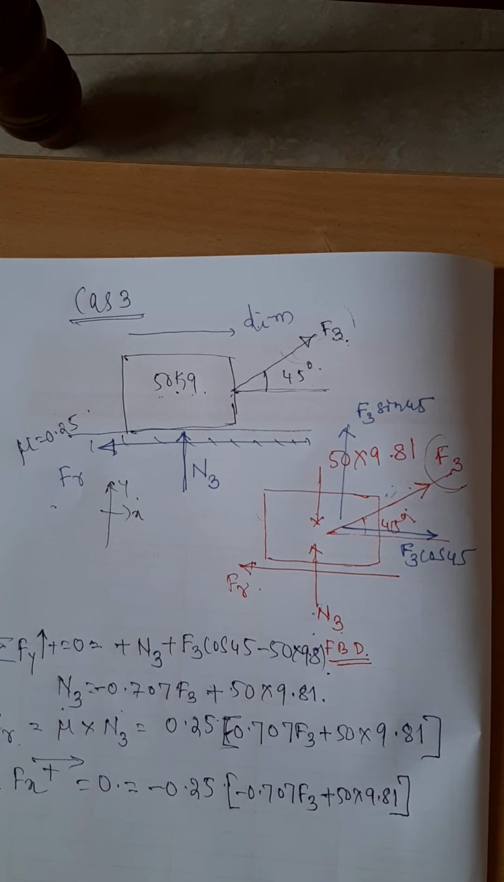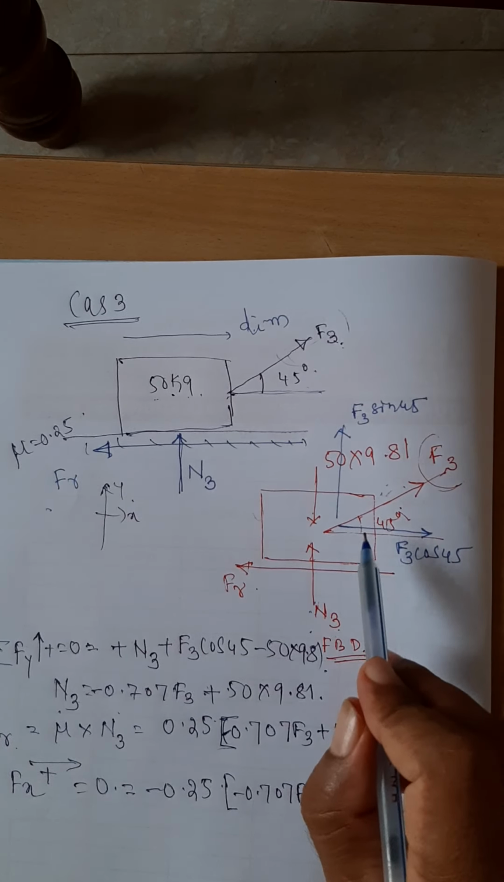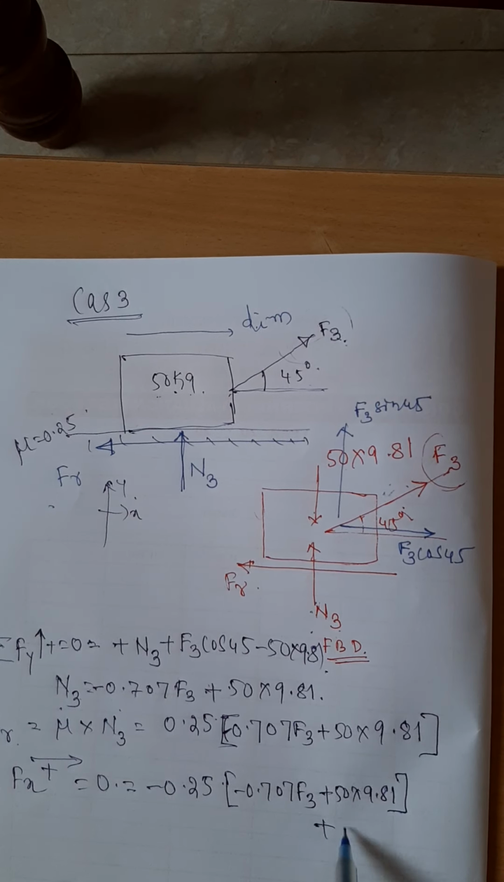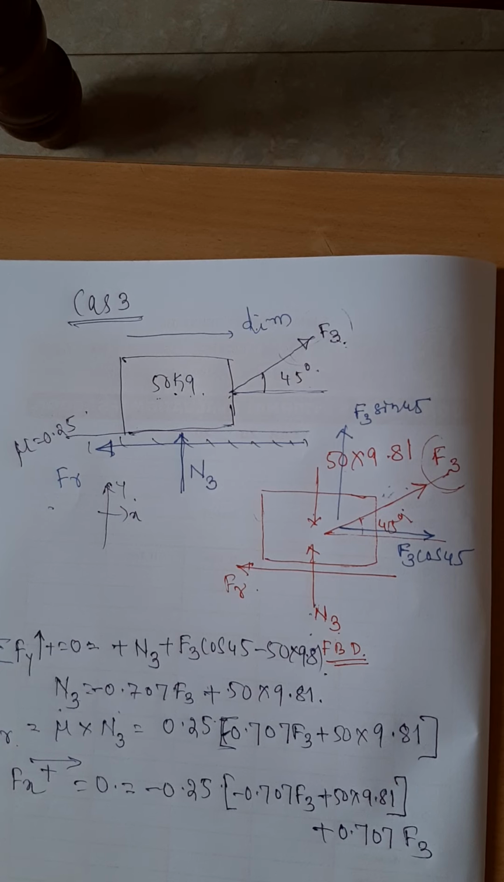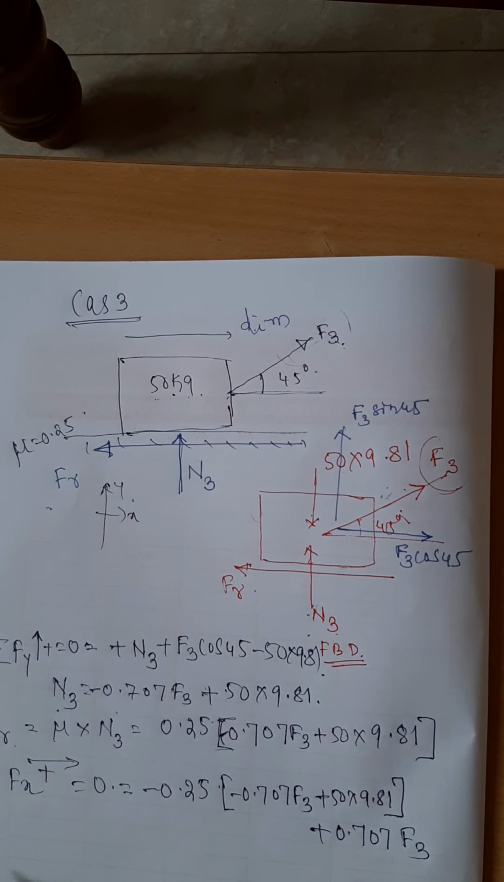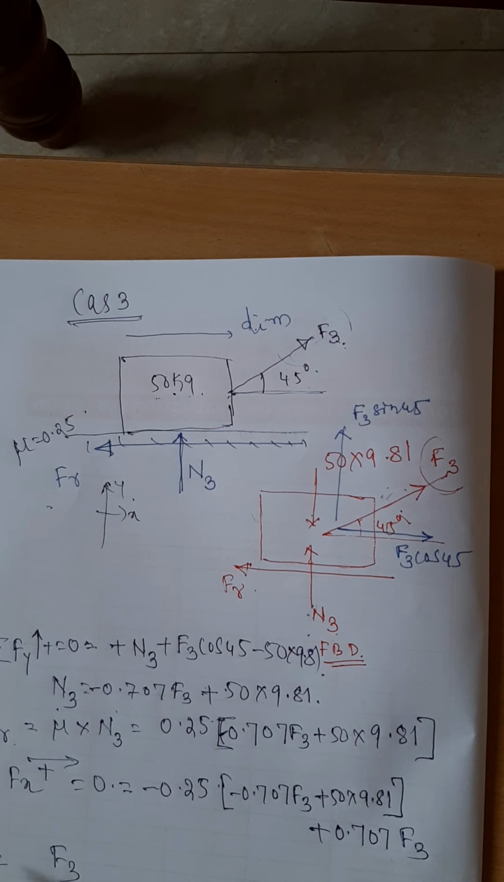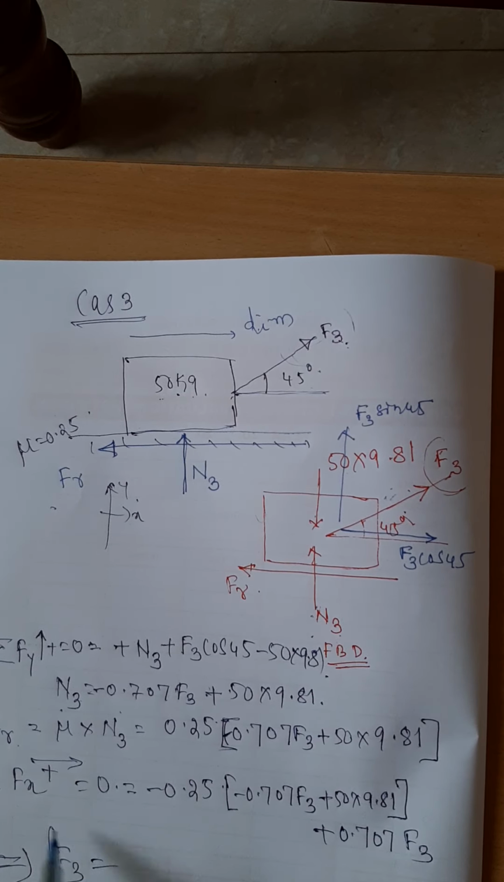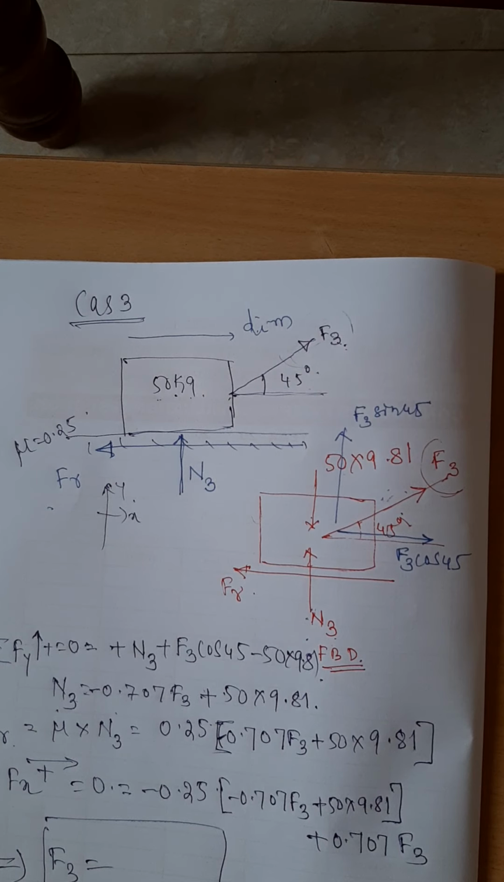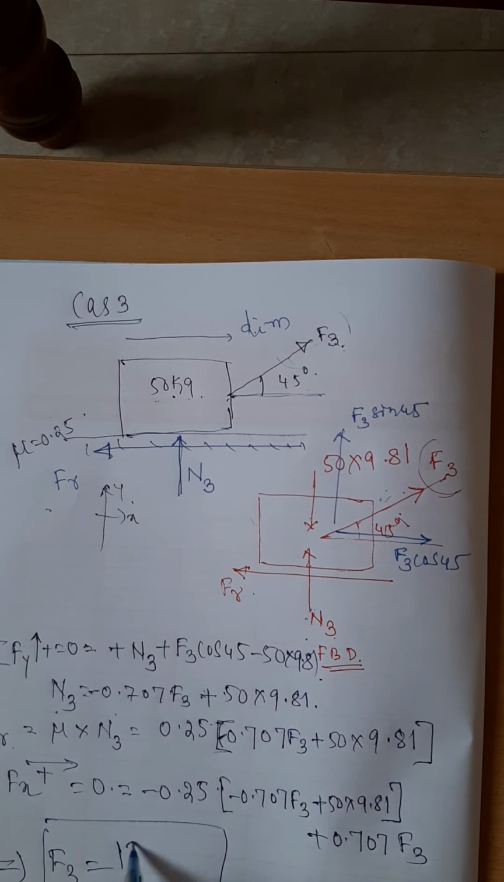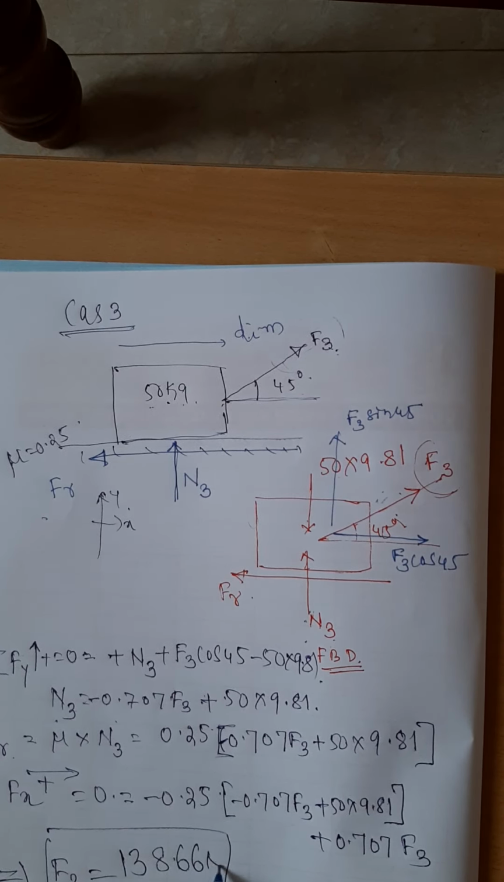Yes, what is left out now? One more force is acting like this, plus 0.707 into F3, that is F3 cos of 45. Total I want equal to 0. Solve this particular equation for F3. You will get the force F3 needed to set the body in motion. Force F3 needed to set the body in motion is 138.66 Newton.